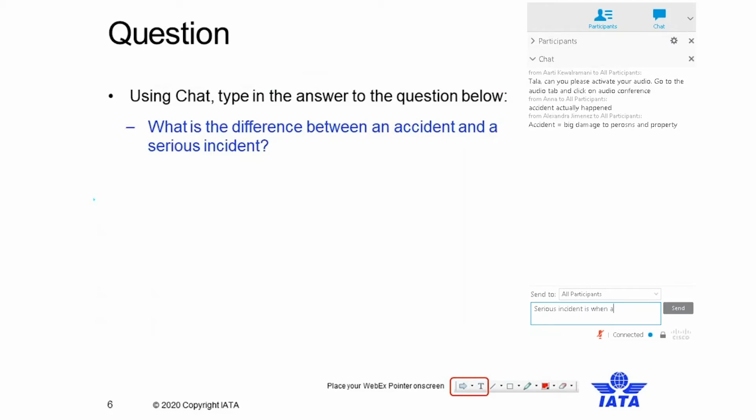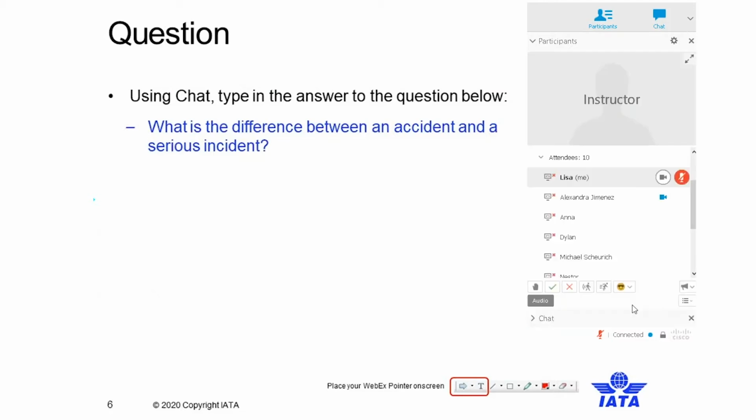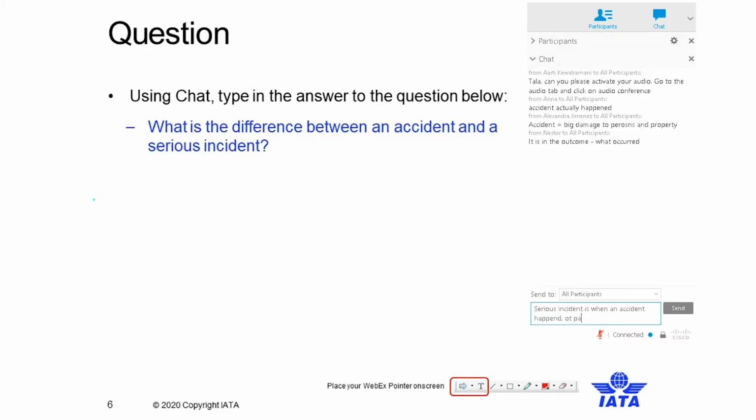So I'm looking here. Anna is saying accident actually happened. Okay, good. And Alexander is saying accident equals big damage to people and property. Fantastic. It is the outcome. Nessa, very good. What occurred? Good, good. Death as care. I like that. Yes, really, really good. So really, the main difference is, a serious incident is when an accident nearly occurs. Good, good, but didn't actually happen. Very good. Serious incident is when an accident almost happened or was partially avoided. That's Lisa. Perfect, guys. Really, really good.